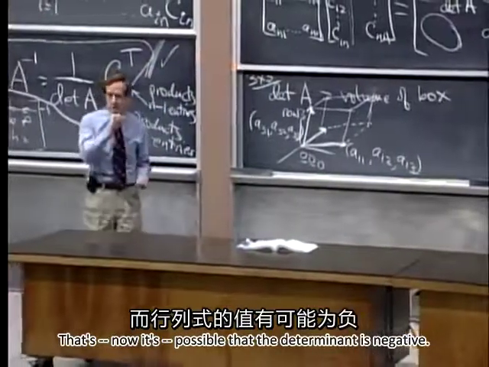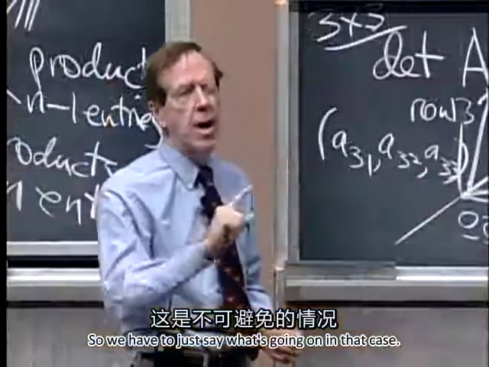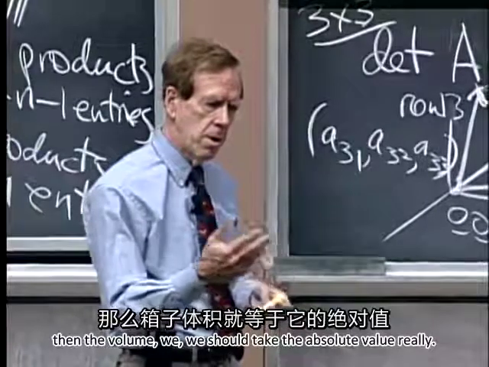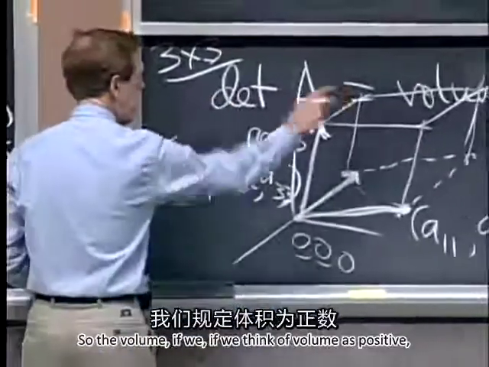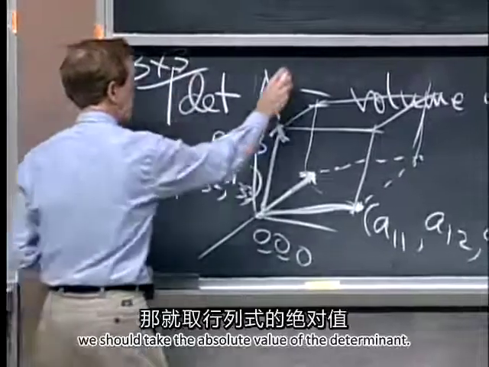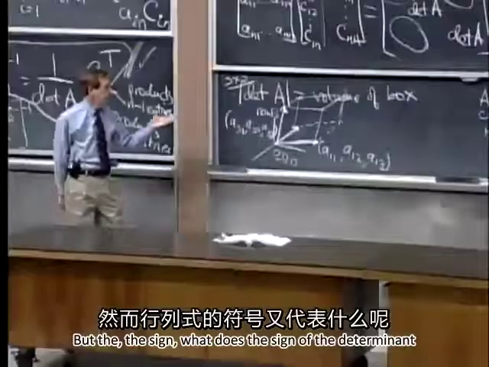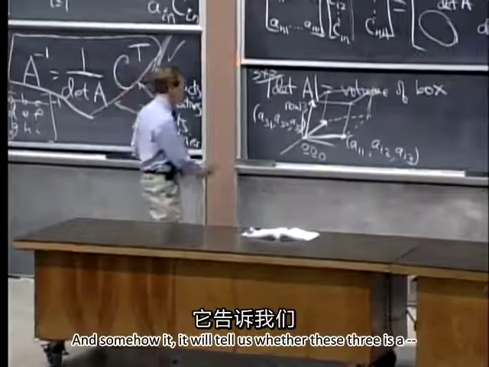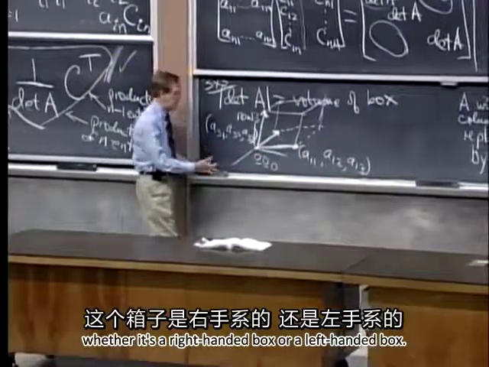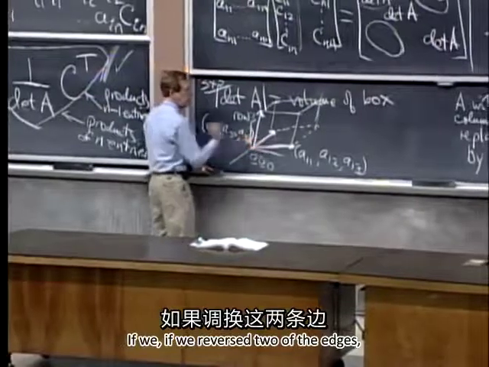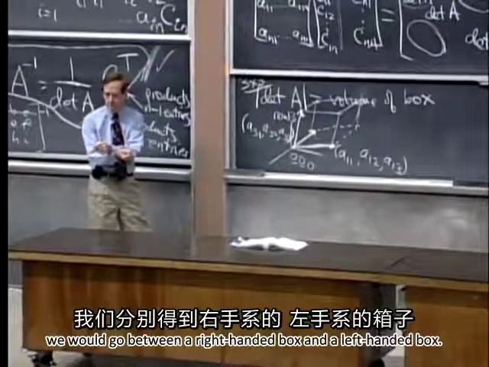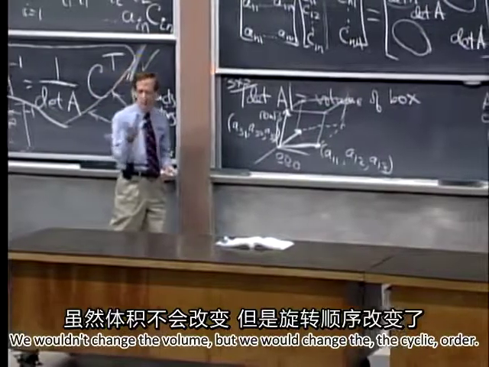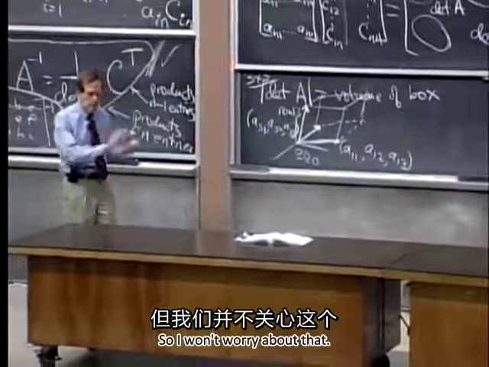Now, it's possible that the determinant is negative. So we have to say what's going on in that case. If the determinant is negative, then if we think of volume as positive, we should take the absolute value of the determinant. But the sign of the determinant must tell us something. Somehow it will tell us whether it's a right-handed box or a left-handed box. If we reversed 2 of the edges, we would go between a right-handed box and a left-handed box. We wouldn't change the volume, but we would change the cyclic order. So I won't worry about that.